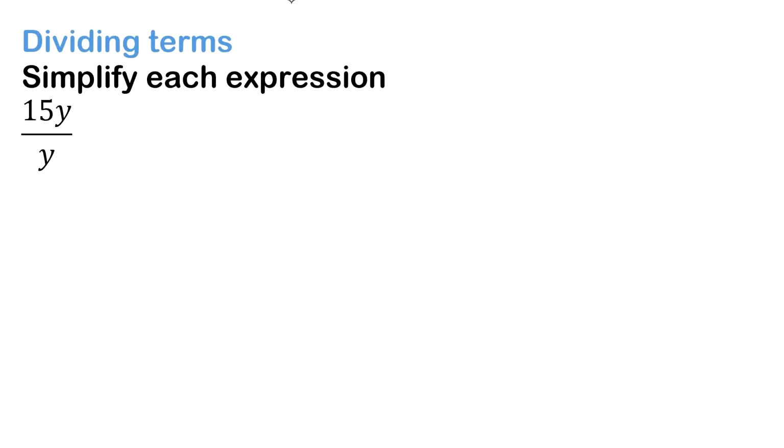So we're going to look at some dividing terms now. I prefer this when it's a fraction to deal with dividing terms because you look for what's on the top and the bottom. So this one's an easy one. y and y are on the top and the bottom. They just cross out. So our answer is 15, because that y essentially is cancelling out the top y.